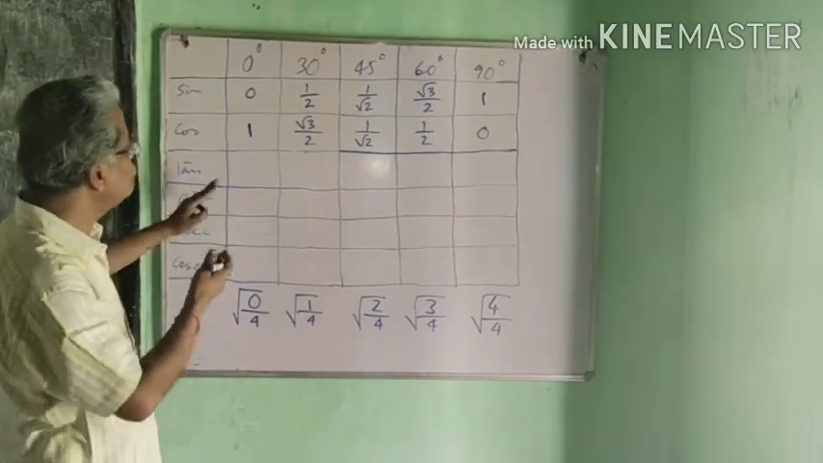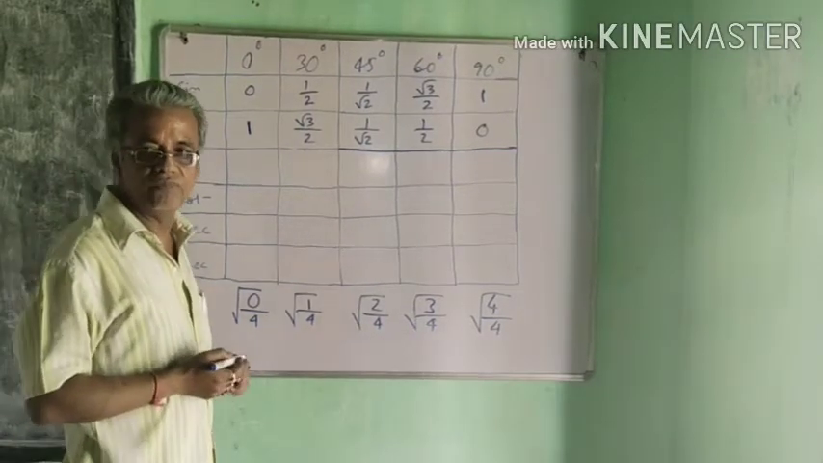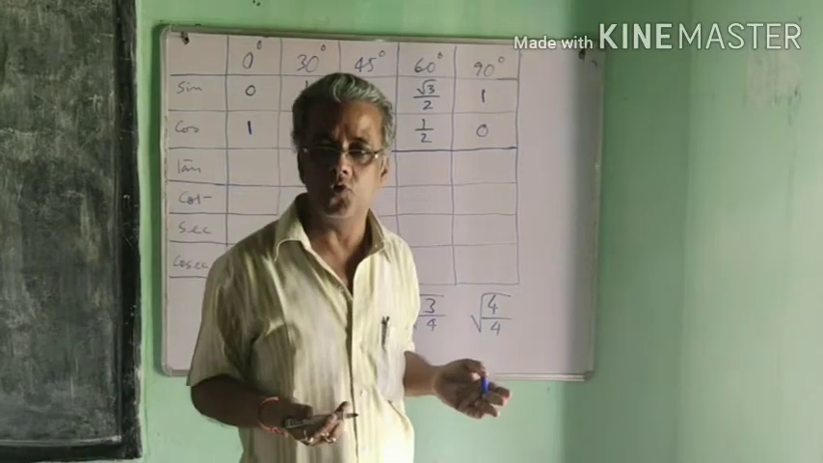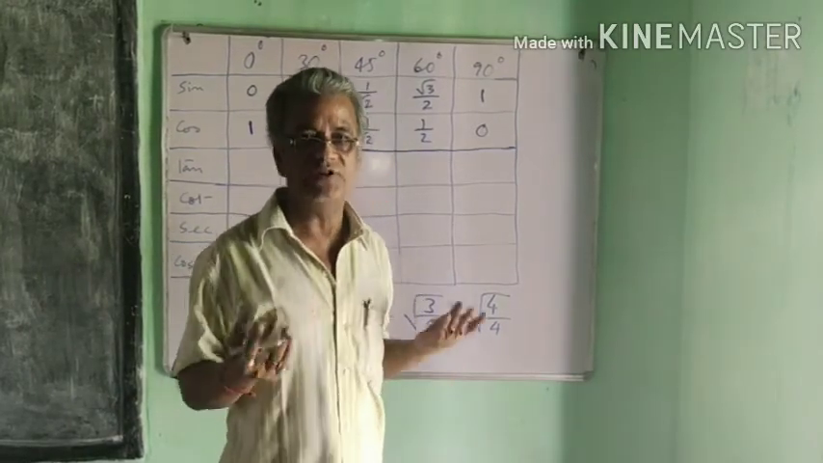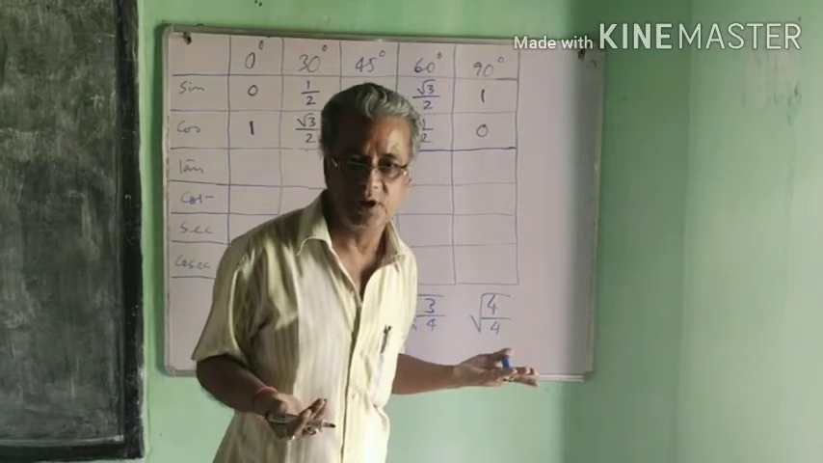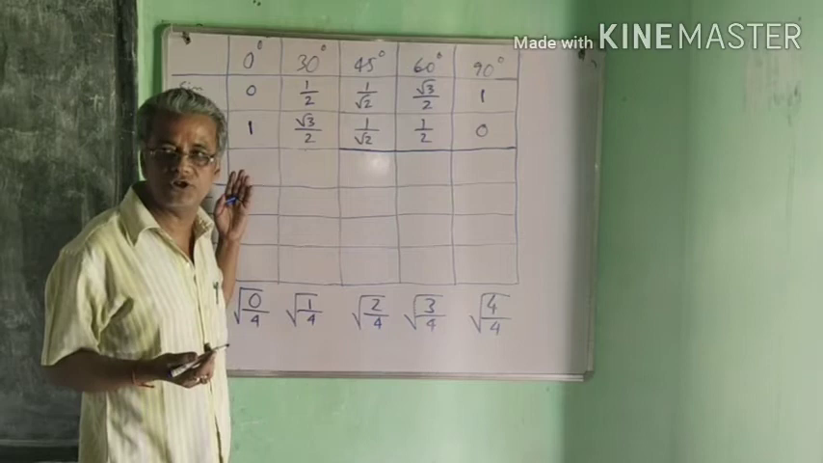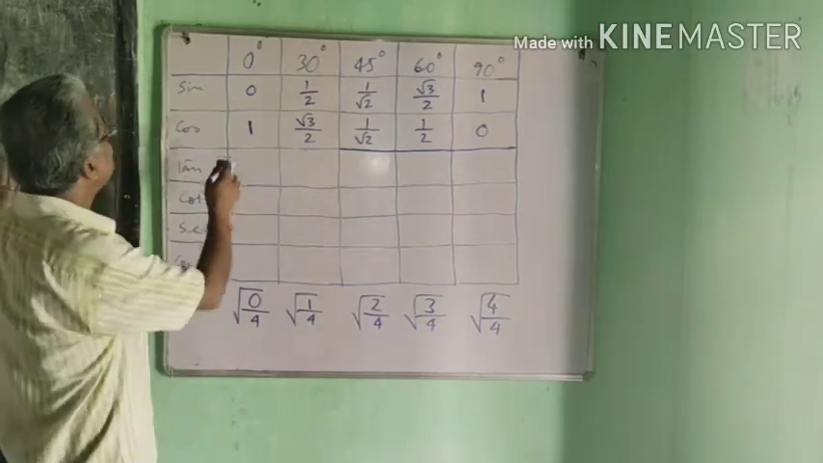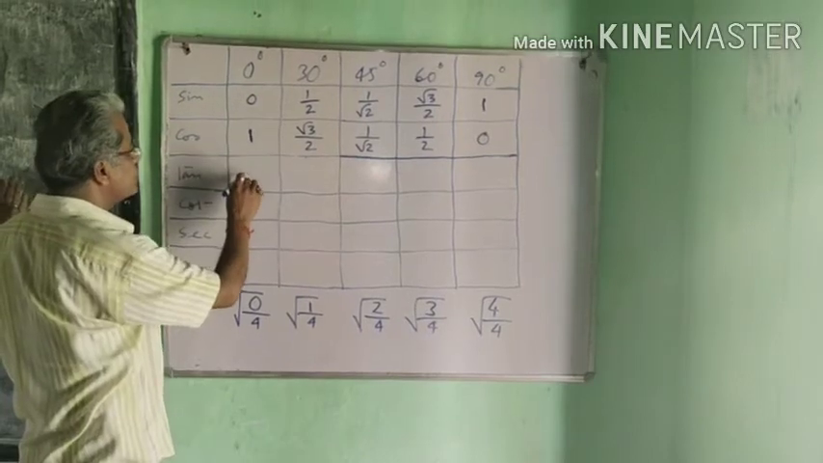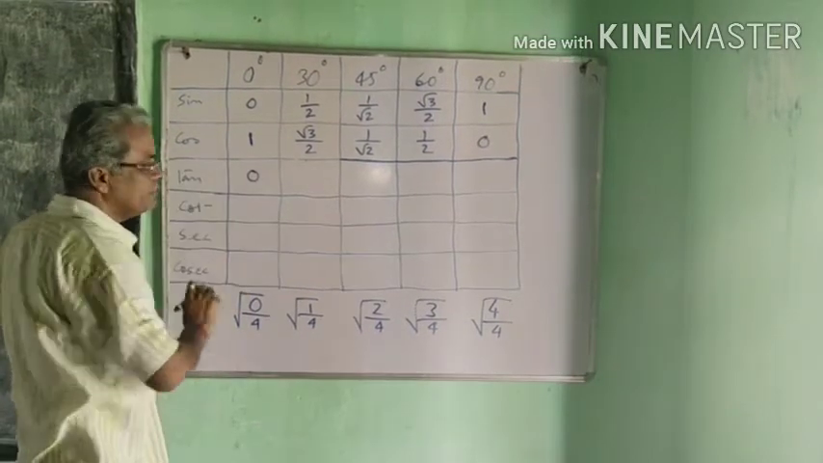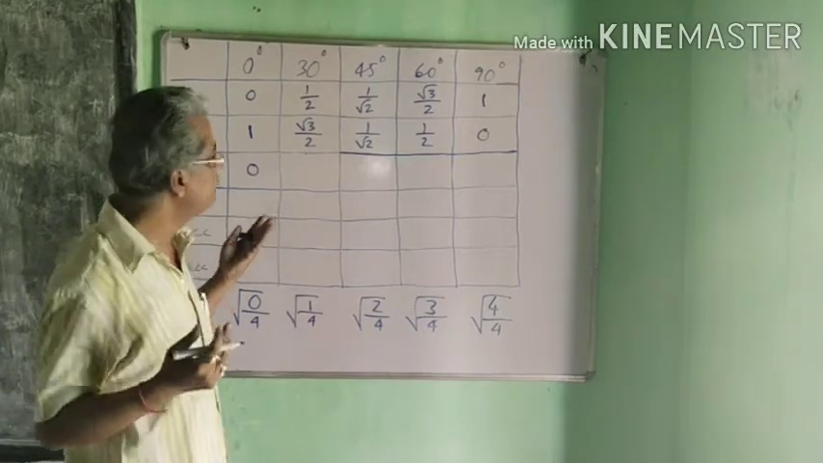Now we come to tangent. We know tan theta is equal to sine theta by cos theta. So tan 0 degree will be sine 0 degree by cos 0 degree. Now sine 0 degree is 0, cos 0 degree is 1. So 0 divided by 1 is 0, since 0 divided by anything is 0.